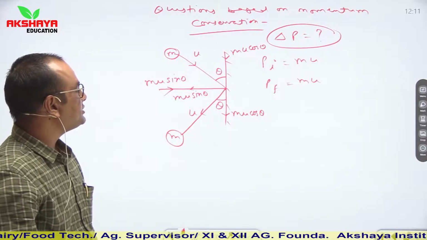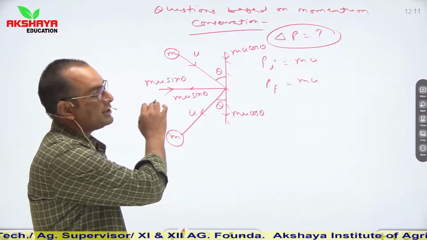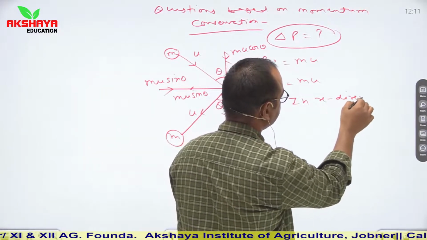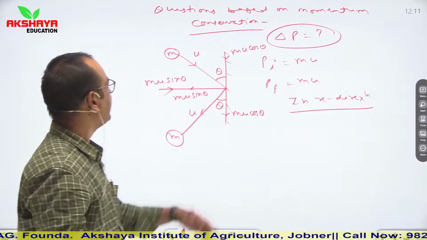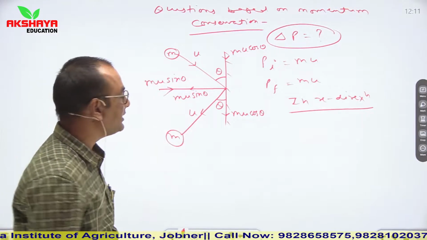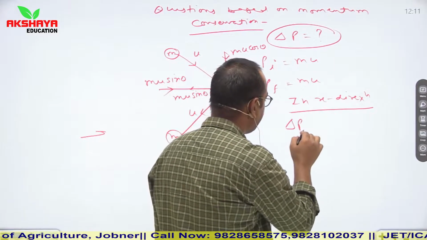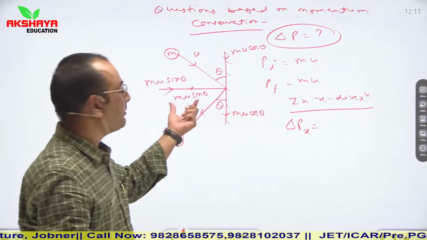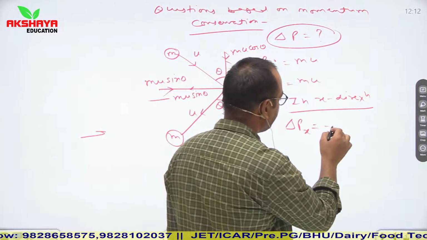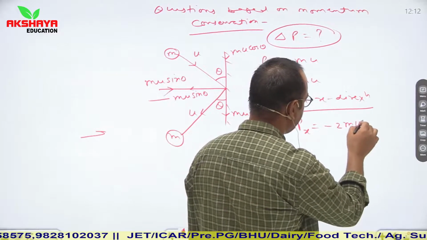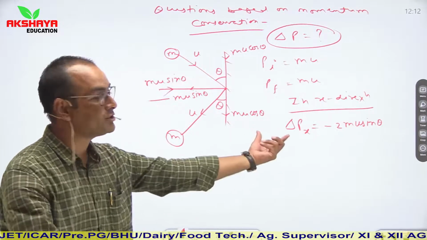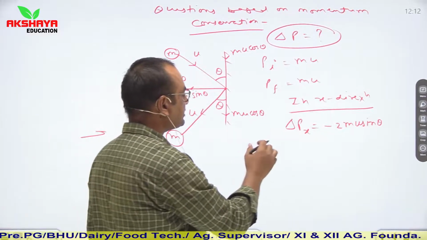Now see, the change in momentum. If we calculate the change in momentum in the x direction, in the plus x direction it is mu sin theta, and in the minus x direction it is mu sin theta. So del px is final momentum minus initial momentum. The final momentum is in the minus x direction, so it is minus 2 mu sin theta. Minus 2 mu sin theta is the change in momentum in the x direction.